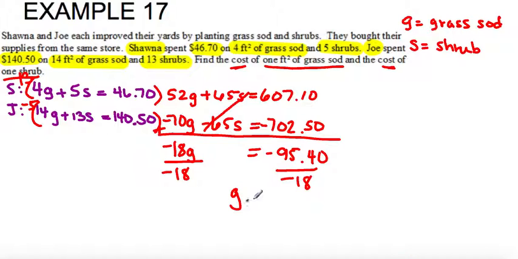So G equals $5.30 for G, which is 1 square foot of grass sod.